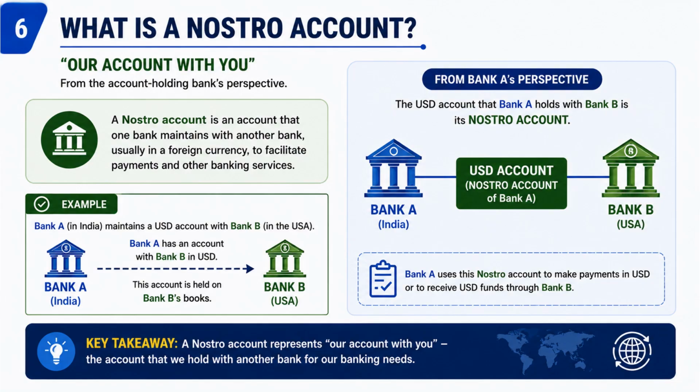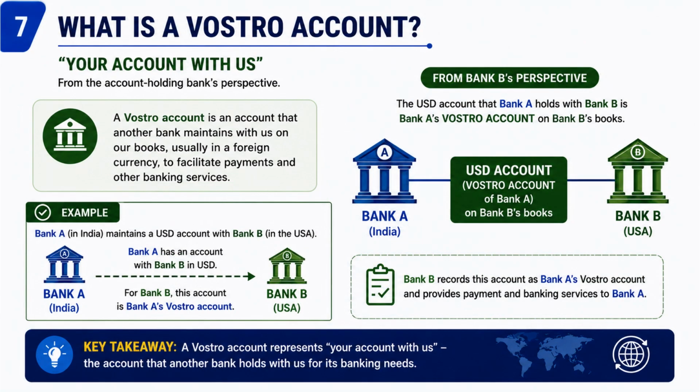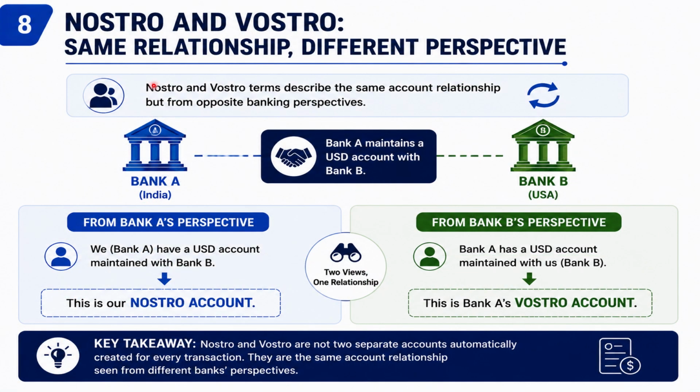Now consider the same banking relationship from Bank B's perspective. Bank A has an account maintained on Bank B's books. From Bank B's perspective, this is a Vostro account. Vostro is traditionally explained as "your account with us." So Bank A views the relationship as Nostro, while Bank B views the corresponding account relationship as Vostro. Nostro and Vostro, different perspectives.